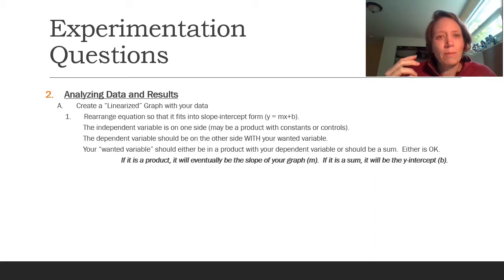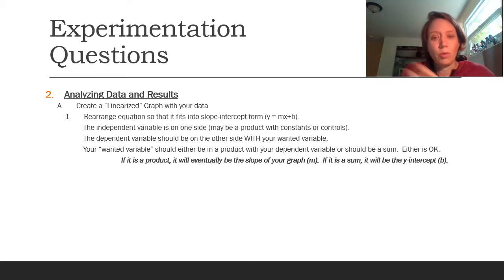And so what this format means is that y is your independent variable, right? So you need to get your independent variable, whatever you decided it was going to be for your experiment, all alone on one side, or at least the only relevant variable on one side of the equation. There might be other constants or control variables with it. That's okay, although I find it slightly preferable to have the variable just by itself.